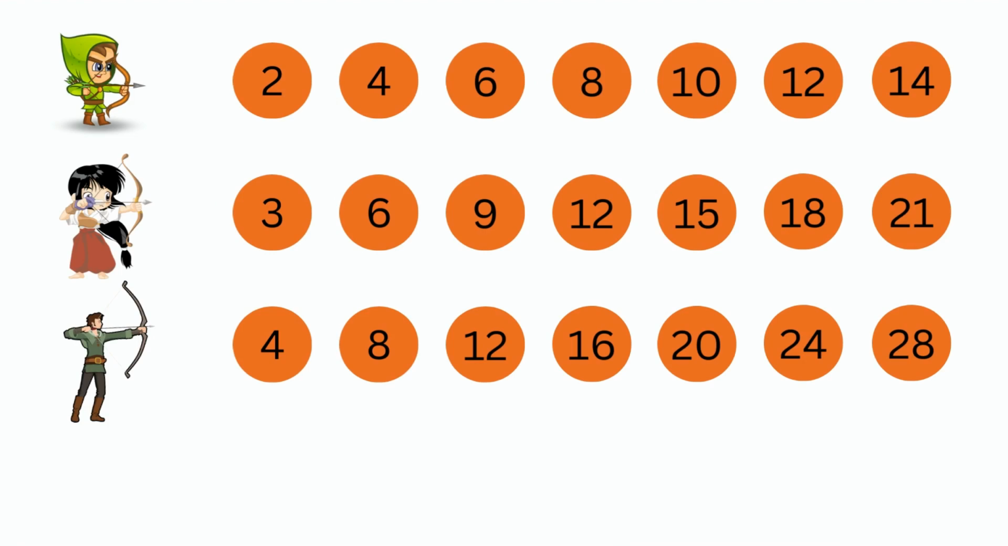Now, today's problem has to do with archers. As you can see, we have archers on our screen. Now, they have targets, so also do I. My first target for now is to get to 1,000 subscribers.